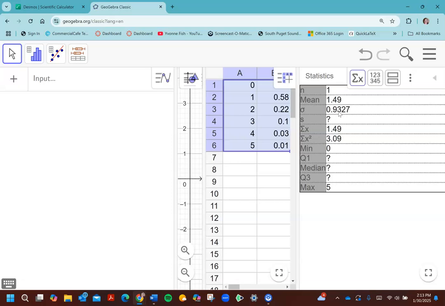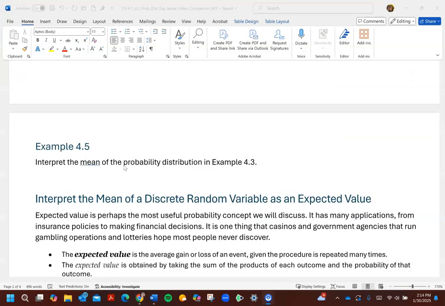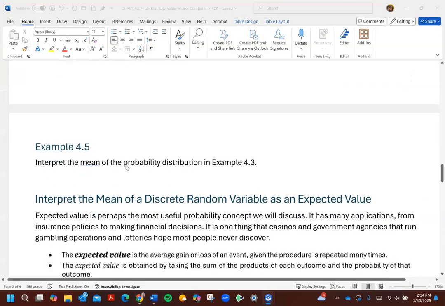We have 0.9327 is our standard deviation. So remember that value there for a question we'll do later. So it just hits them both at the same time. Quite nice. Example 4.5, right underneath this one, we just want to write our answers in a sentence.